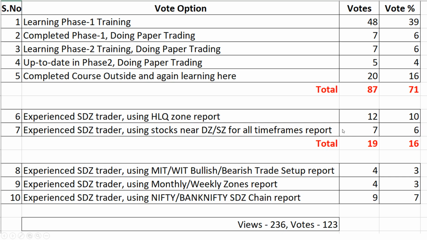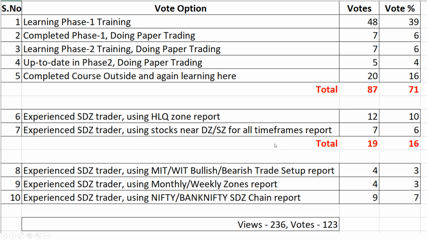And apart from that, 7 people may or may not be using high liquidity zones, but they are using stocks near demand and supply zones for all time frames, because some people still don't like to use the zones that are already tested. If that is the case, they may not look into high liquidity zones, even though that is giving successful trades, even though that is giving a lot of money. Still, people don't like them, because those zones are already tested zones.